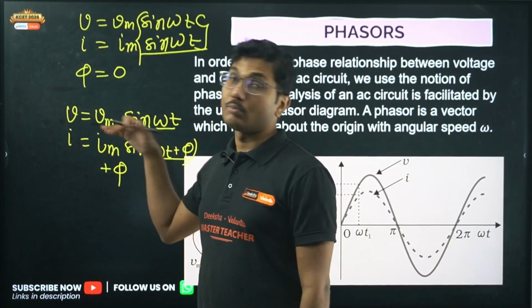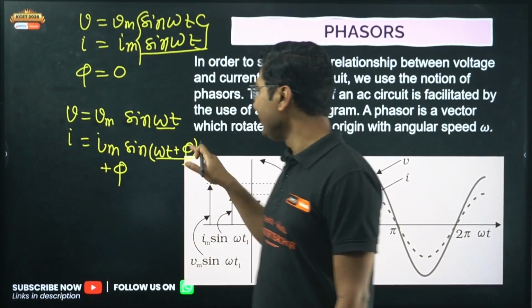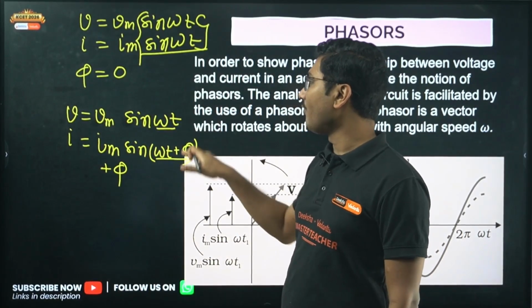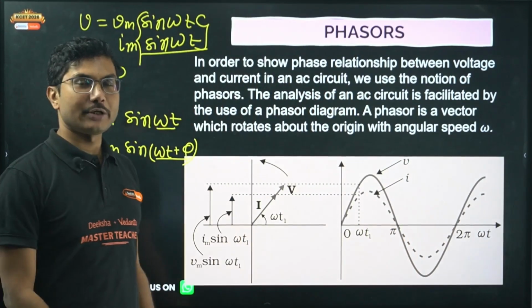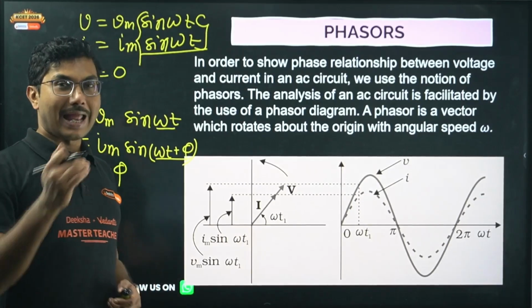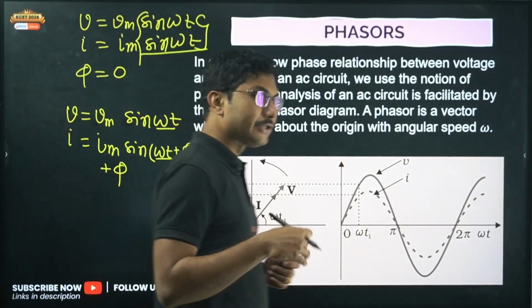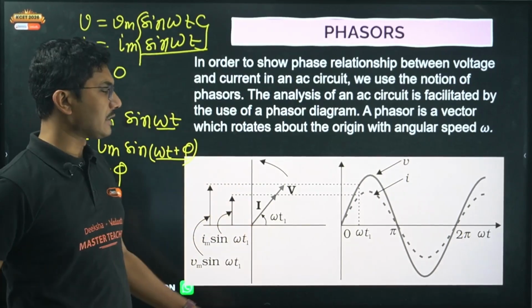Lagging with respect to what? With respect to the other one. So current is leading by a phase angle phi with respect to voltage. Or current is lagging by an angle phi with respect to voltage. So lagging or leading has to be based on something, right? So this is the basic concept of phasor.